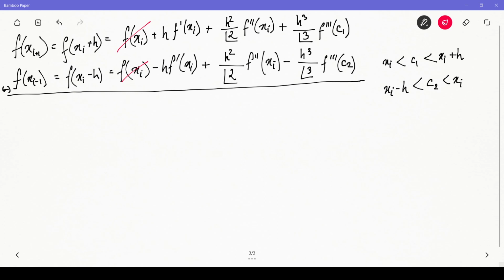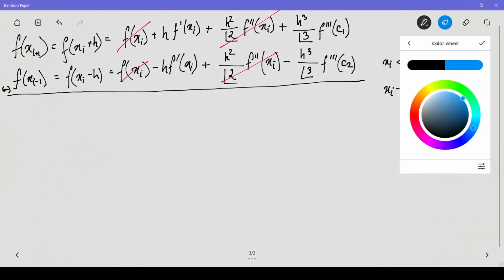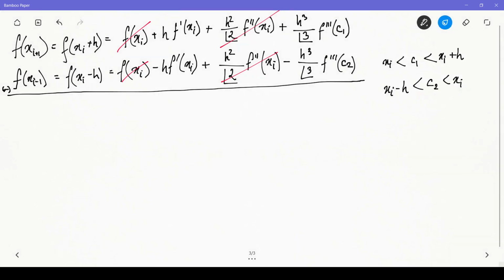And what do we have? Since the signs are different, it will not get cancelled out. Again, for these two terms, the signs are the same, right? So these two terms will also get nullified. And what do we have remaining? We have something like this, right? So we can say that f of x sub i plus 1 minus the functional value at the point x sub i minus 1 is equal to what? This minus and this minus will become plus, right? So we have 2h f prime at the point x sub i.